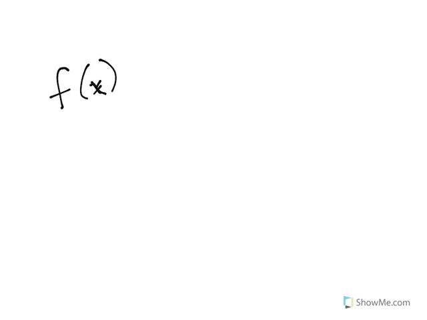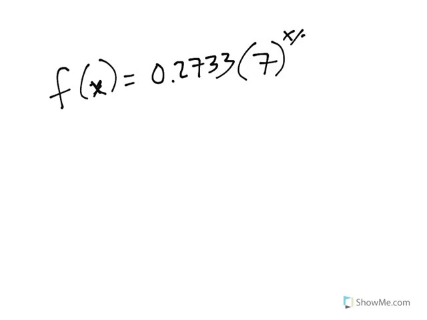And so what this is looking like now, as I put it all together, is that f of x, at least approximately, and we're not going to get it perfect, is 0.2733 times 7 to the x over 3. And if I need it to be in an a, b to the x kind of form, then I do the trick whereby I rewrite the 7 to the x over 3 as 7 to the 1/3 to the x.